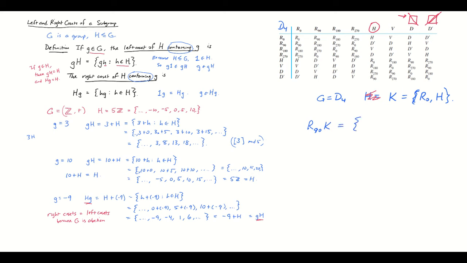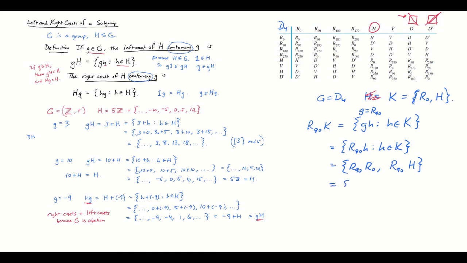That's going to be the set of all GH, where H comes from this subgroup, and where G is equal to R90. So in other words, I might simplify this a bit and write it as R90 times H, where H belongs to K. Well, that's going to be just two elements. It's going to be R90 times R0, and again, because R0 lives in the subgroup and the subgroup is on the right here, R0 is going to go on the right, and then R90 times H.